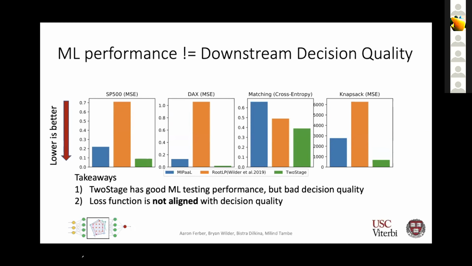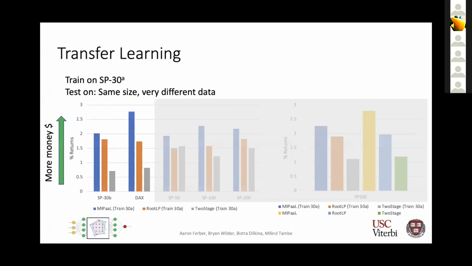And taking a look at machine learning performance, we can actually see that the machine learning loss functions we were trying to minimize are not necessarily aligned with the downstream decision quality. So we can see here that actually the 2-stage approach in green is best across the board, but didn't come close to the MIP-based layers in decision quality.